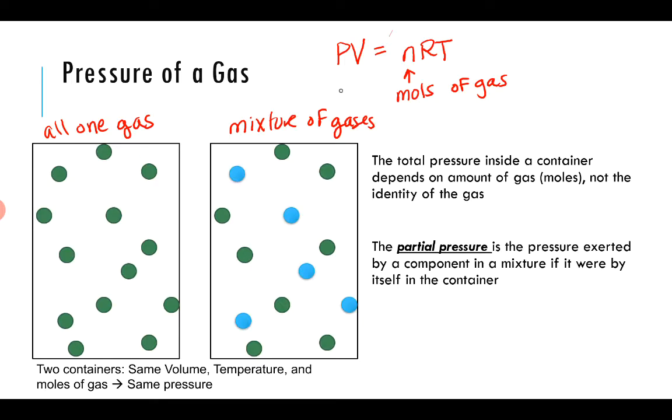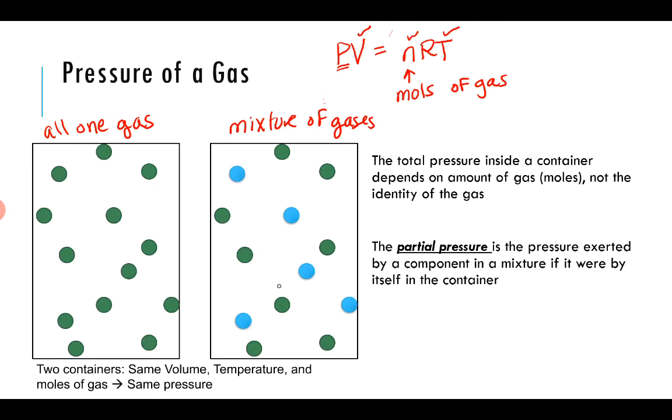So both of these containers, if we look real closely, are the same size box and there's the same number of gas molecules inside of each. So both of these boxes contain the same number of moles of gas. And so if they're at the same temperature, since they have the same number of moles of gas and the same volume, they will have the same pressure.